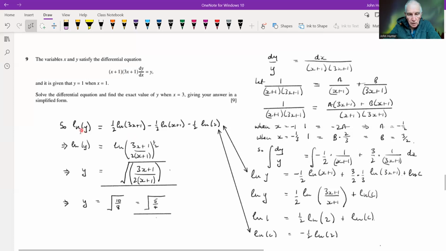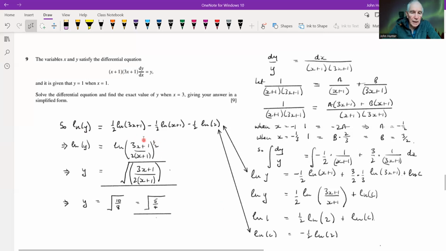If we rewrite that out in full, then the natural log of y is going to be equal to 1/2 natural log of 3x plus 1, minus 1/2 natural log of x plus 1, minus 1/2 natural log of 2, if you like. So that's the full thing.